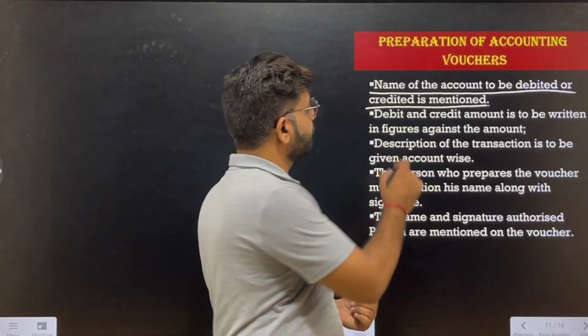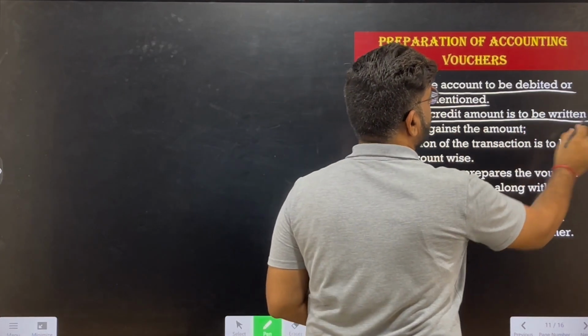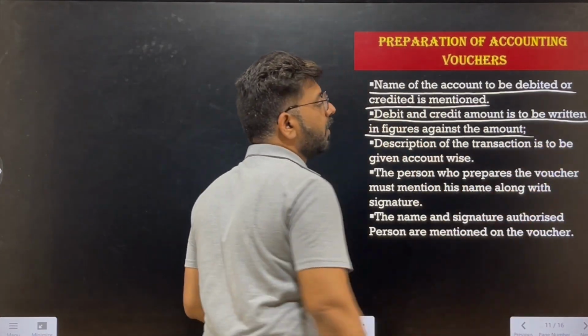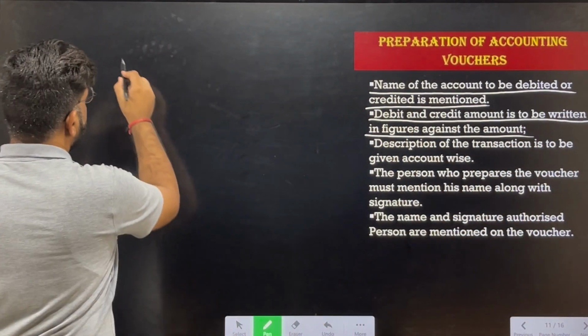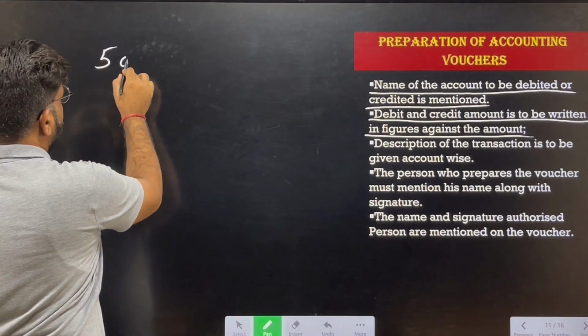Next, the debit and credit amount is to be written in figures against the amount. Now what happens? Suppose the goods have been sold for rupees 5,000.